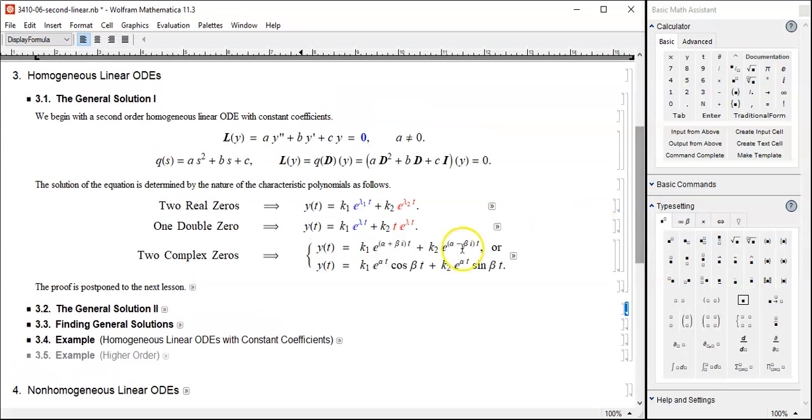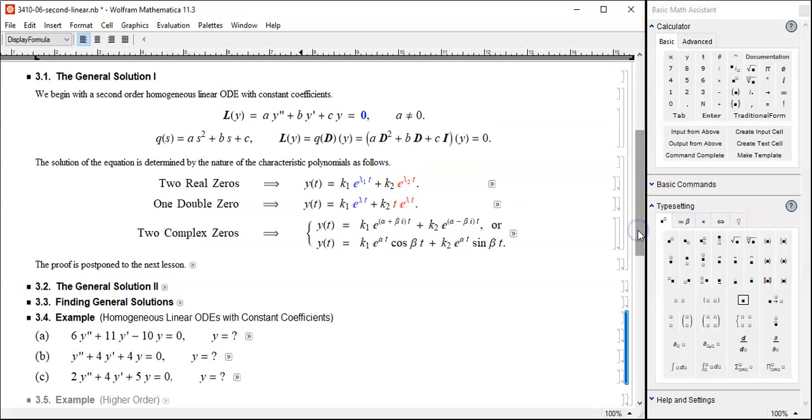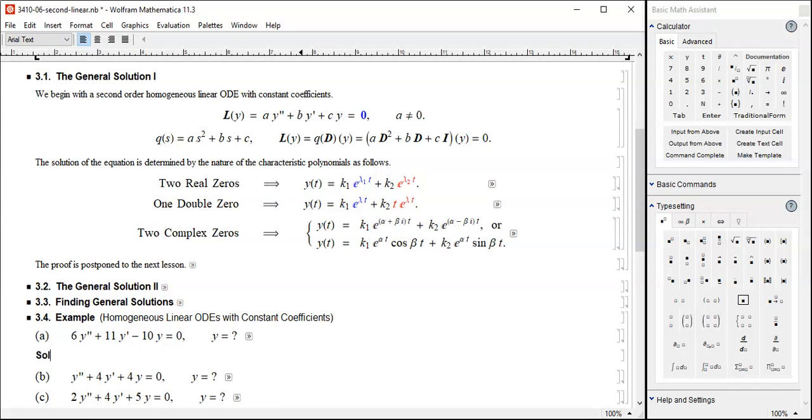Okay, alright, let's talk about how to use these in actual problems. And here are 3 problems. I believe given time, everybody will see that the characteristic polynomials of these 3 problems correspond to 2 real zeros, 1 double zero, and 2 complex zeros. First, the 2 real zeros case.